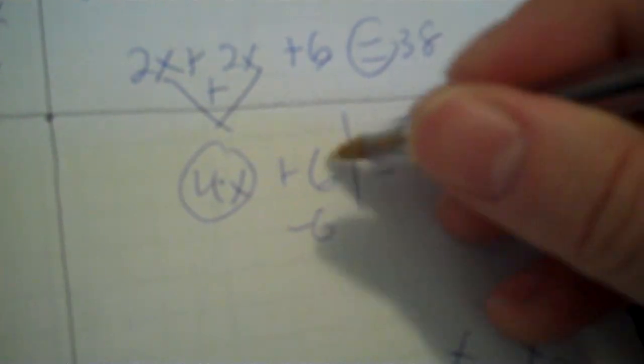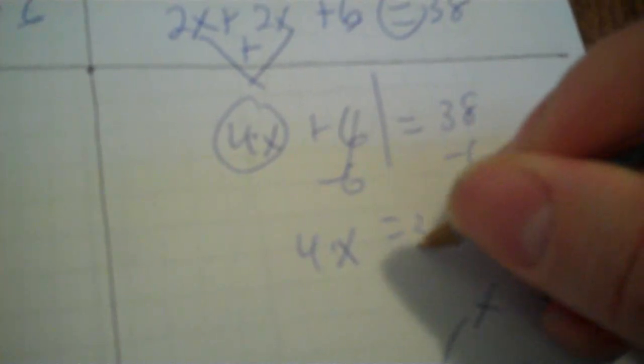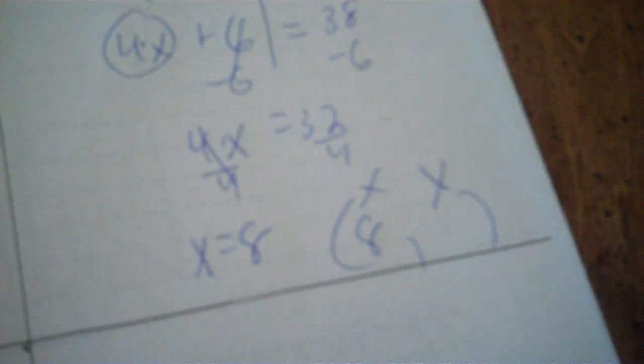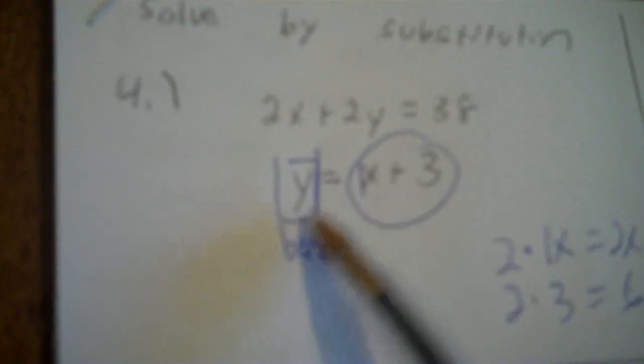Okay, so minus 6, that's 32. And divided by 4, divided by 4, 32 divided by 4 is 8. So x equals 8. Now to solve for y, use the equation that's got the y by itself. 8 goes in for x, so I put it times. And 1 times 8 is 8, so y equals 8 plus 3. What's 8 plus 3? I think it's 11. Okay. 8, 11.